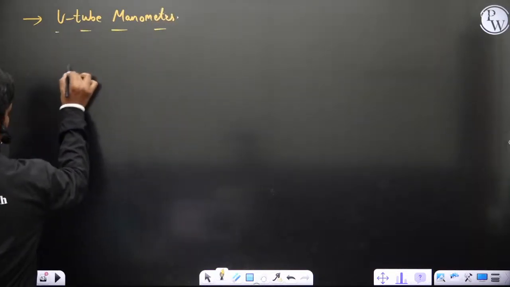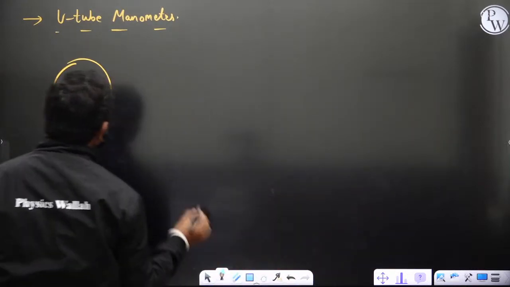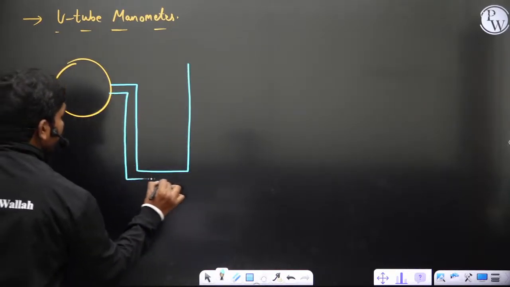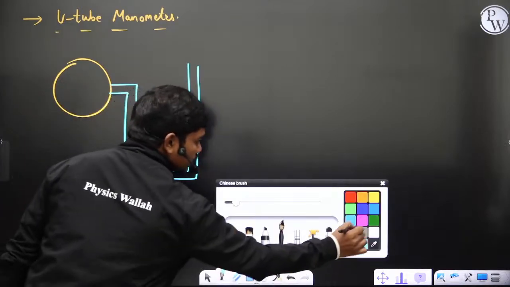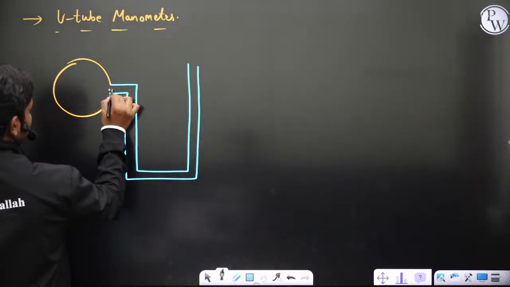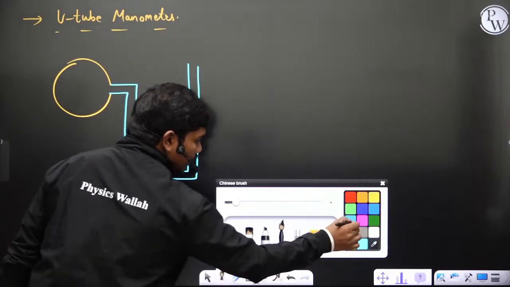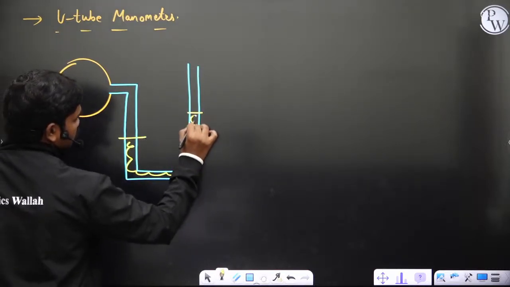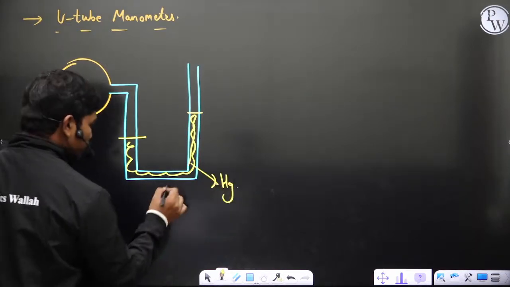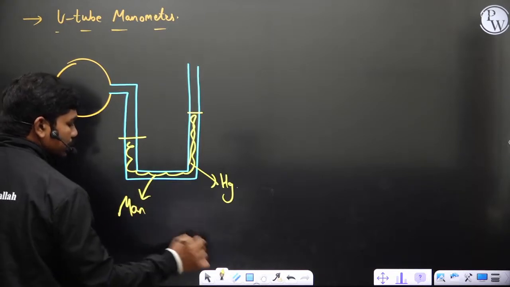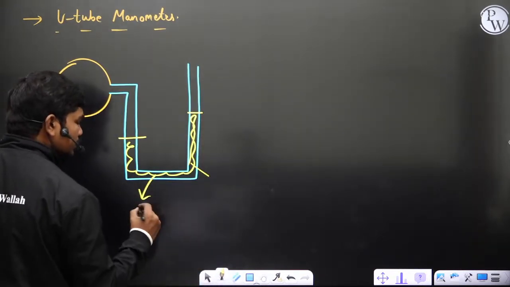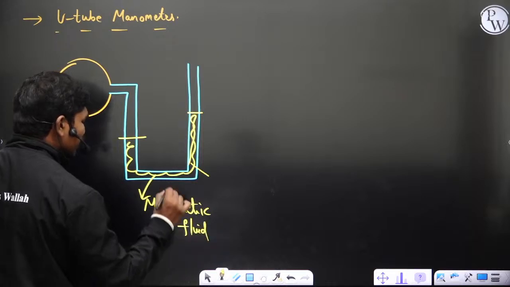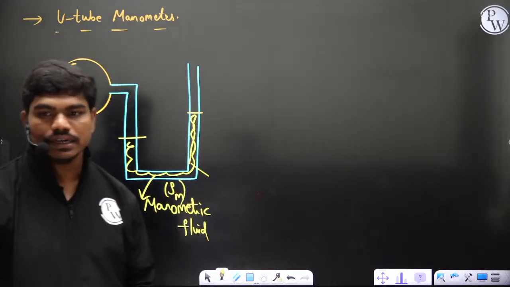In U-tube manometers, what we have done is you have a pipe, and this time this pipe was made with a slight change like this. And what we have done here is we have kept some mercury in this case. This is mercury, and this fluid need not always be mercury. This is called manometric fluid in general, because sometimes when measuring gas pressures, it can be any oil also. So this is manometric fluid of density rho m.